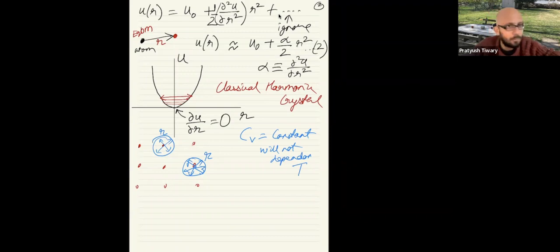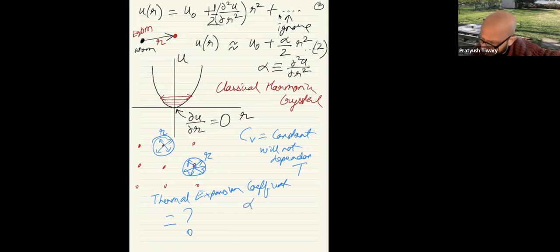So if I'm going to be on any of your PhD qualifying exams, here is a question I'm quite likely to ask you. What is the thermal expansion coefficient of this harmonic oscillator? In other words, when you pump a certain amount of energy into the system, how do we define the thermal expansion coefficient? Thermal expansion coefficient is defined as alpha equals 1 by L partial L by partial T, or 1 by V partial V by partial T, right?